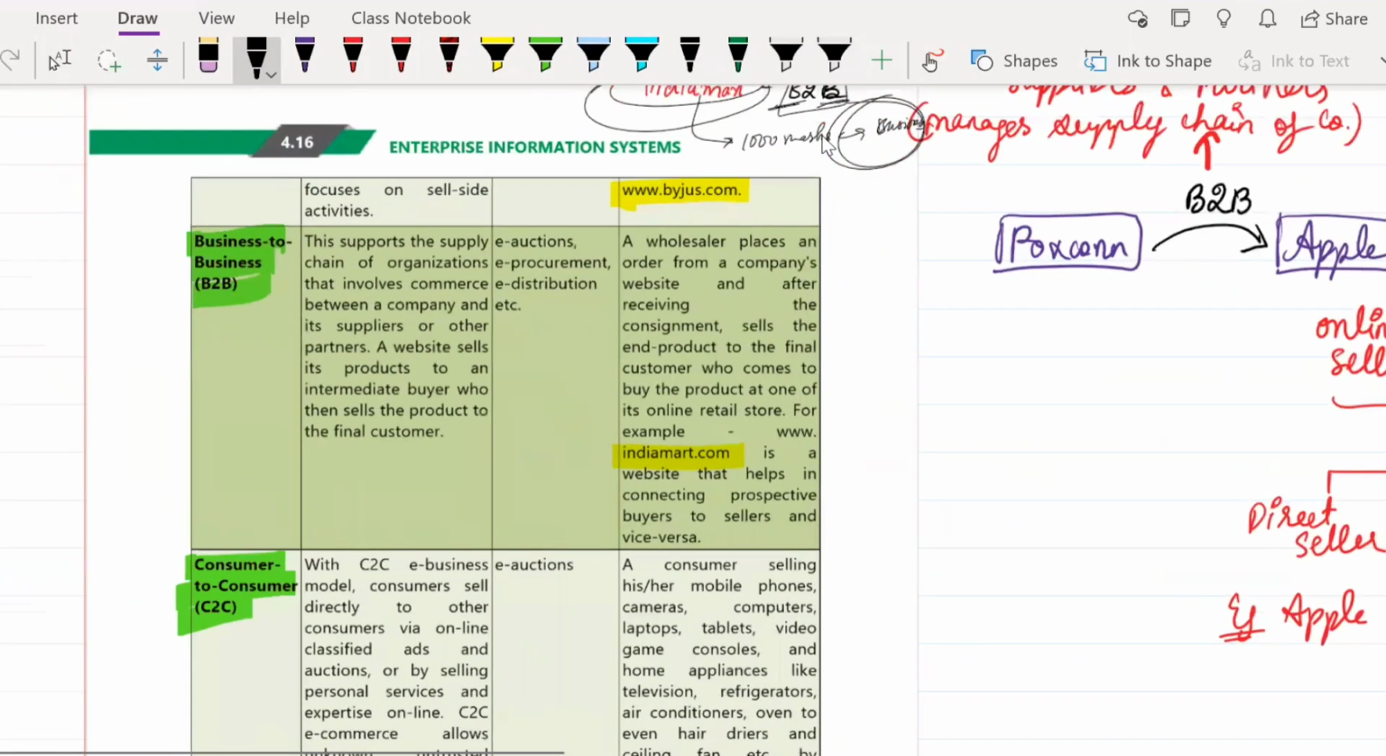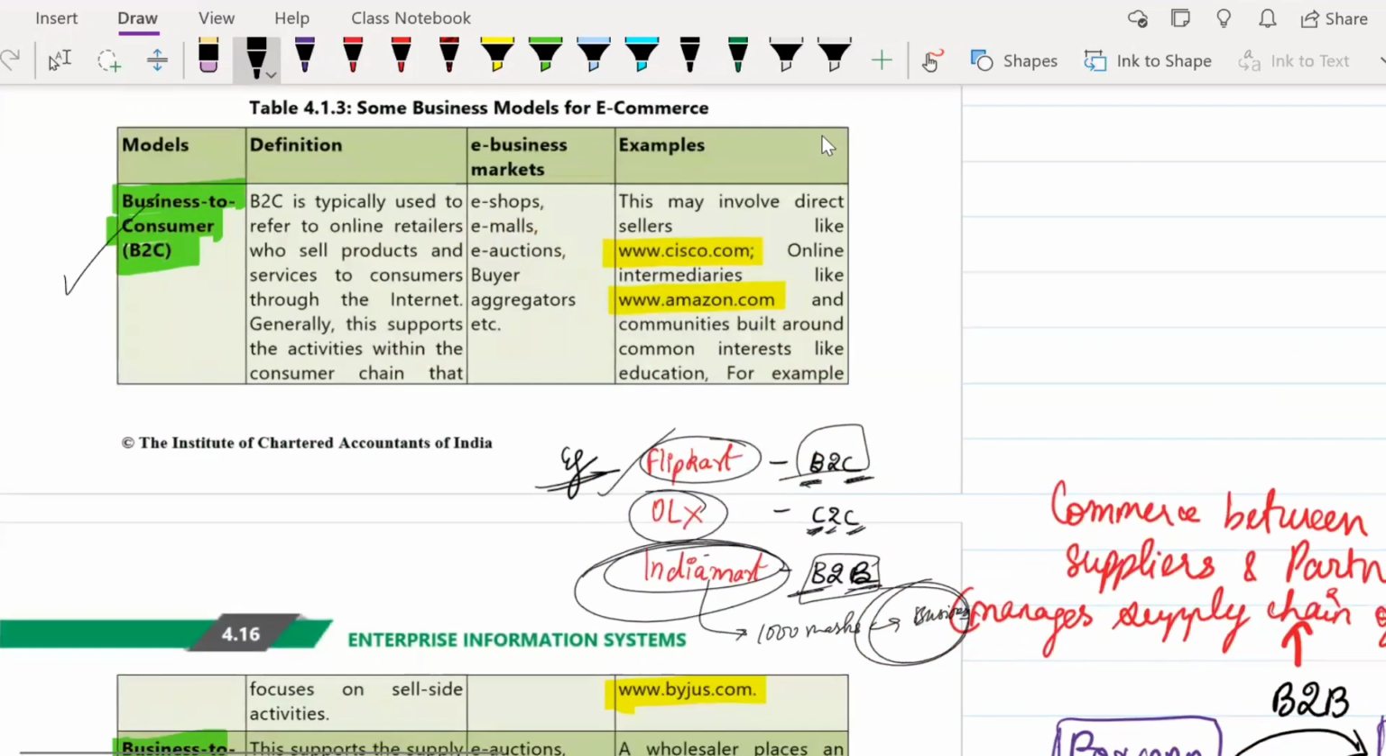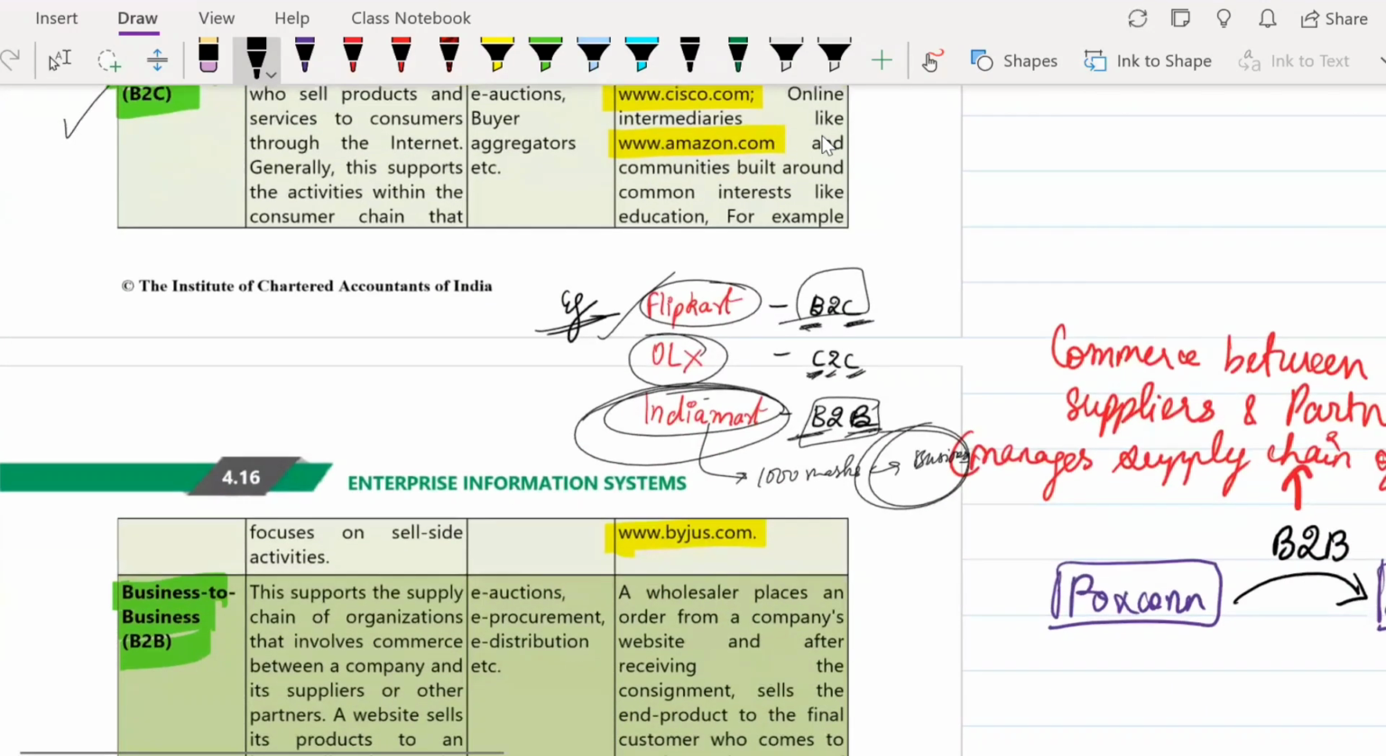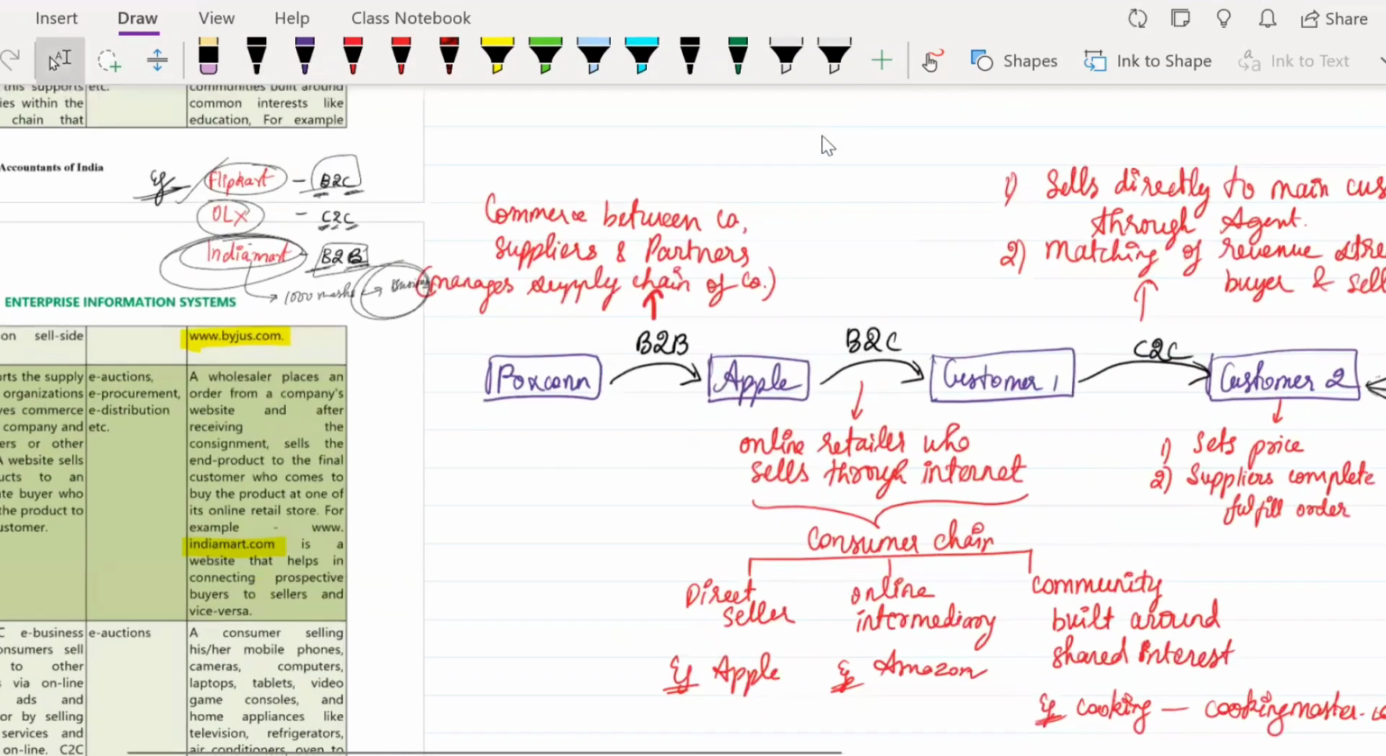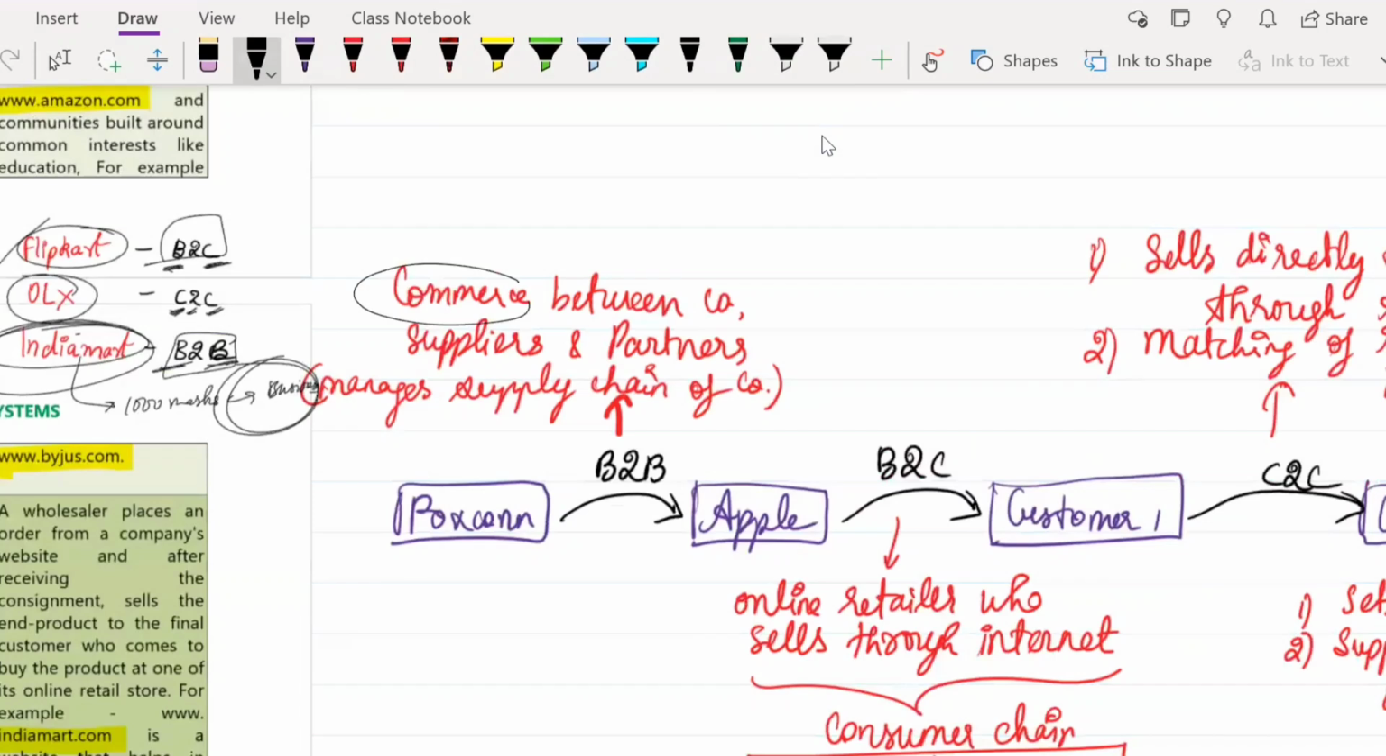I have already told you what B2C is. When a business is selling to a customer, for example your Amazon or Flipkart, that is B2C. Here the commerce usually happens between the company, suppliers and partners.